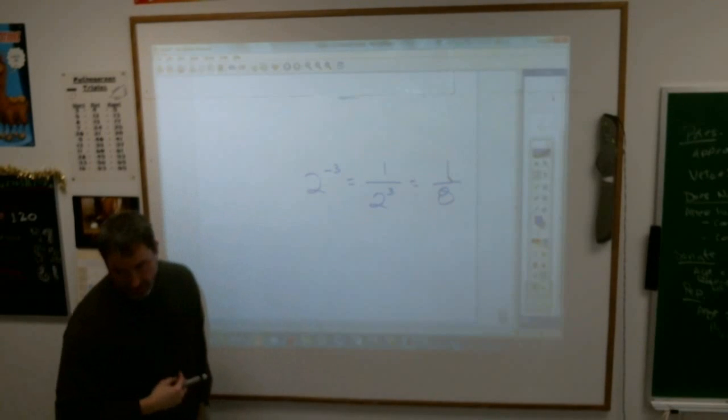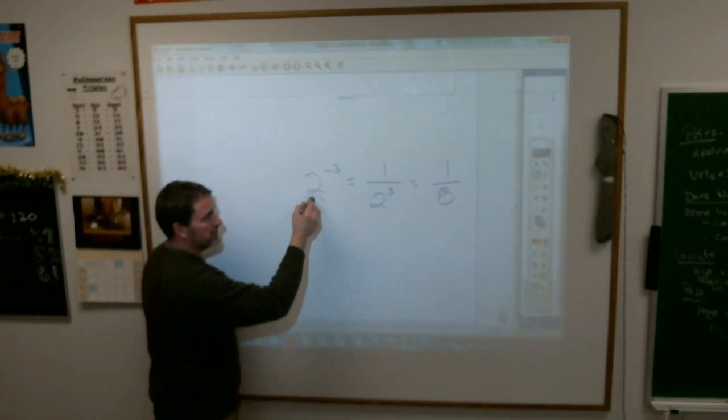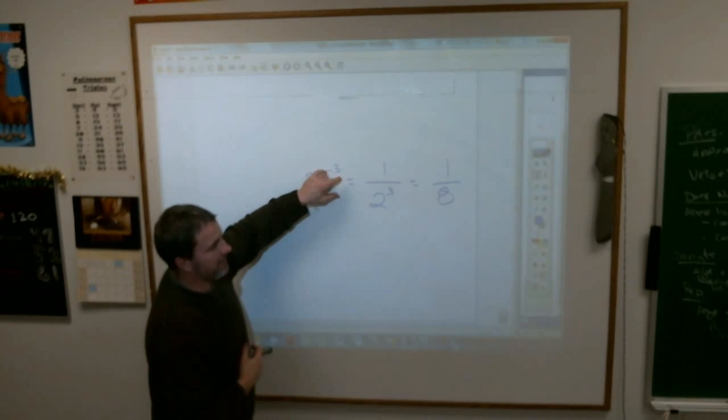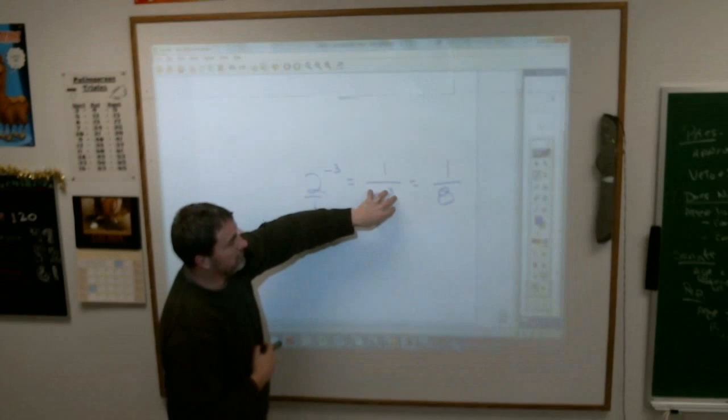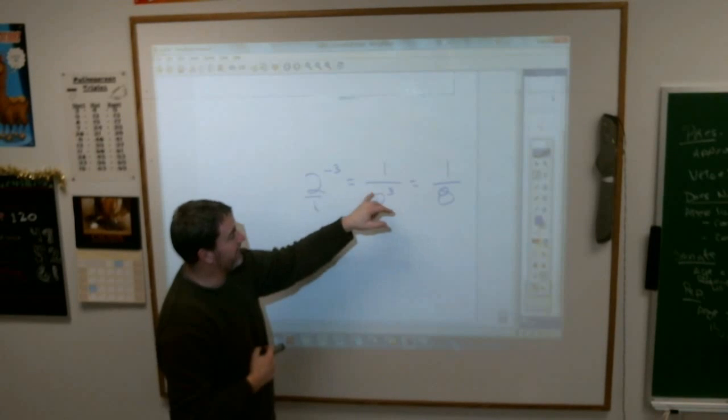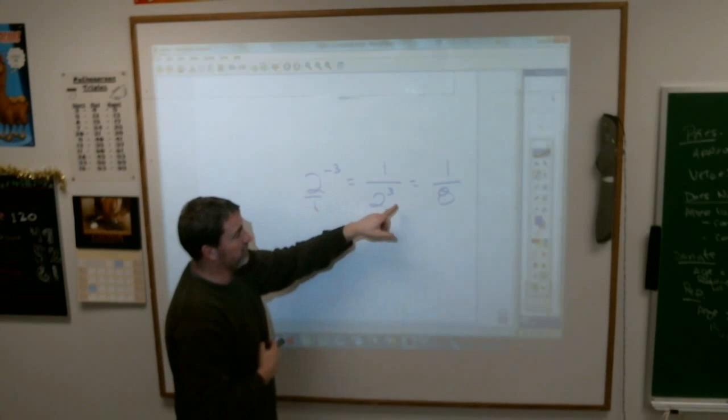Stop me there if you didn't catch that. I made a fraction by putting it over 1. I can't have a negative exponent, so I take the whole thing, move it to the bottom, and it becomes positive. Again, the base doesn't change, only the exponent.